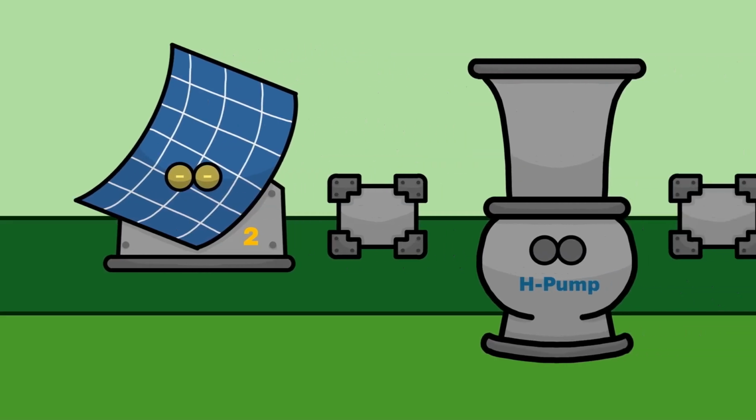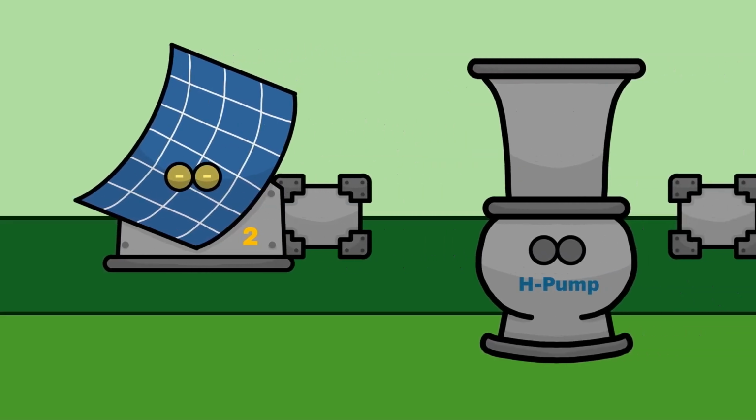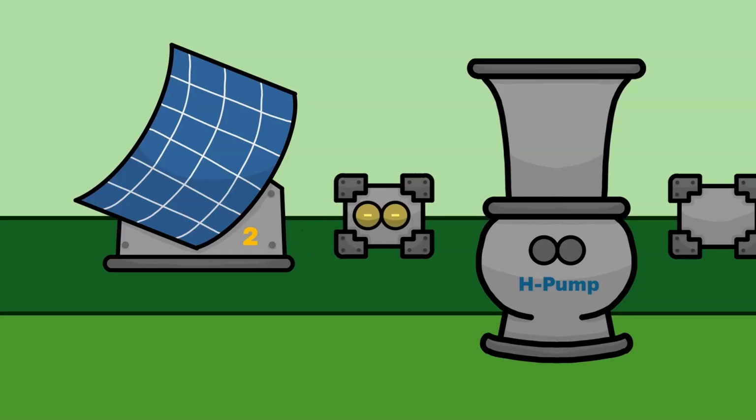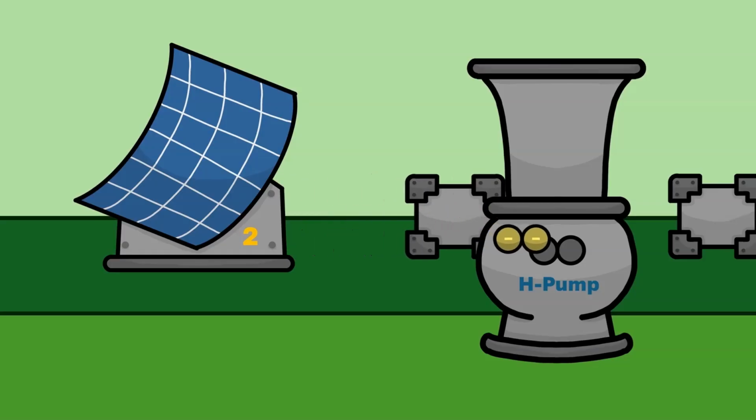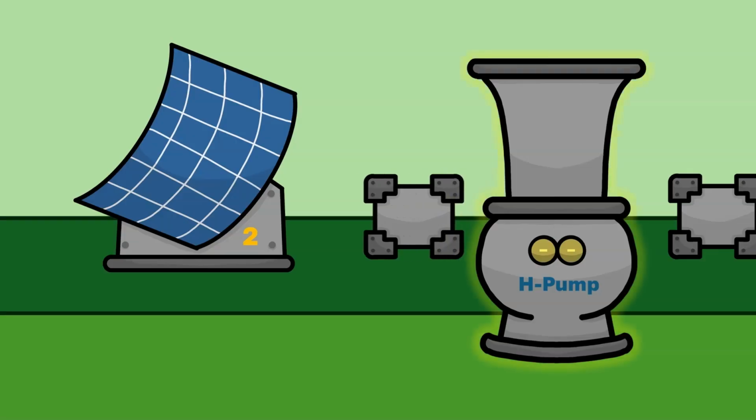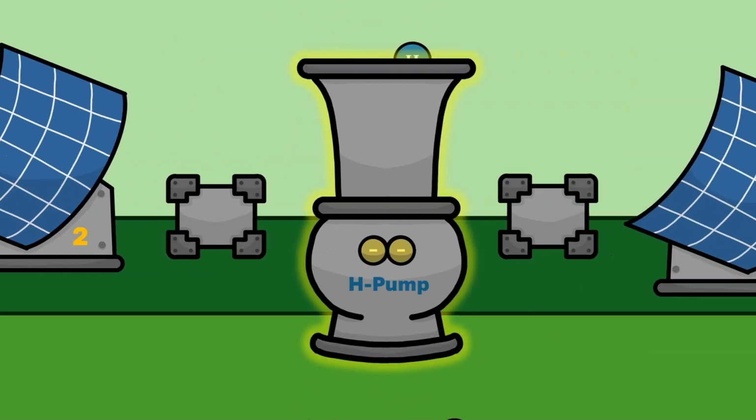Back to the electrons. They leave the photosystem and hop onto the electron transport chain, a protein conveyor belt. The electron transport chain takes them to the hydrogen pump, which they power. The hydrogen pump begins pumping hydrogen into the thylakoid.